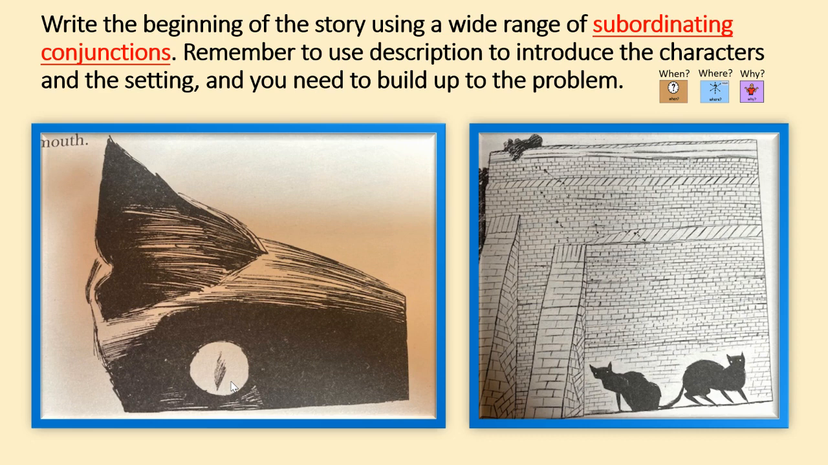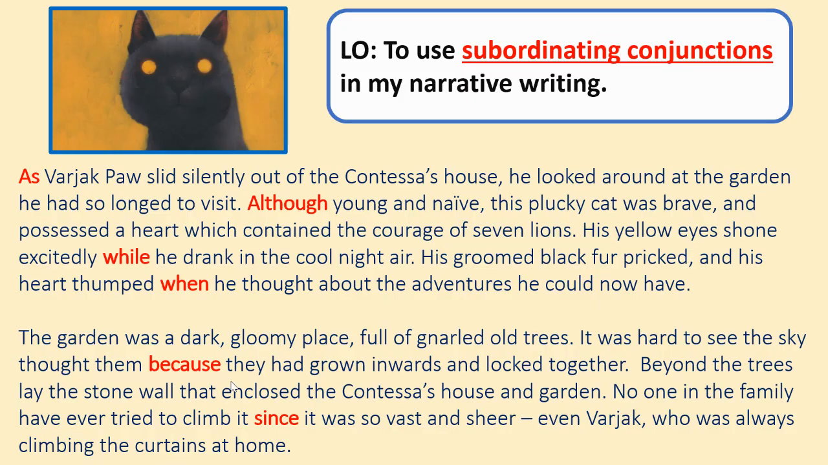Okay, so remember, use description to introduce the characters and the setting, and you're going to need to build up to the problem. So we're going to be thinking about the beginning of that chapter when Varjak goes into the garden, and we're going to describe what that garden was like, and we're going to describe Varjak as a character, and he's out in the garden and he wants to go outside for the first time. It could be really helpful to reread chapters 4 and 5, particularly actually chapter 4, so that's when he first goes into the garden.